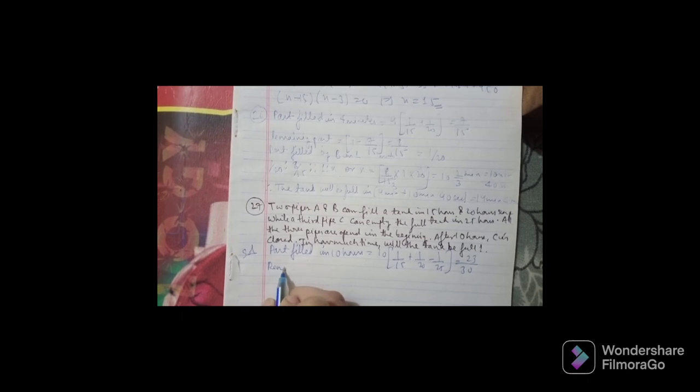Remaining part: 1 − 23/30 equals 7/30. A plus B's 1 hour's work equals 1/15 + 1/20, which equals 7/60.